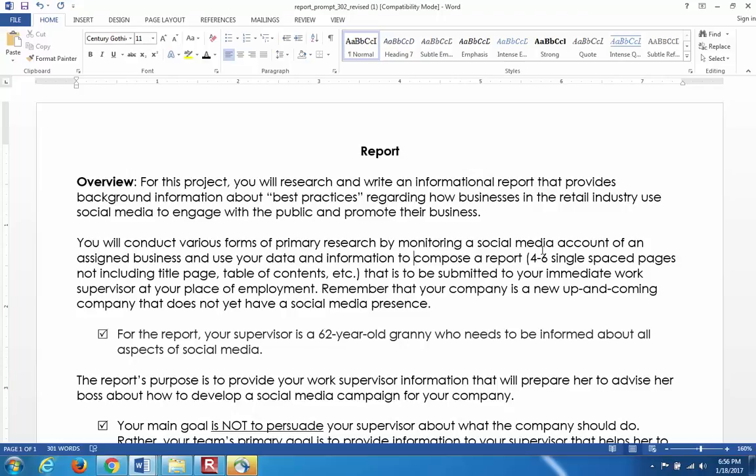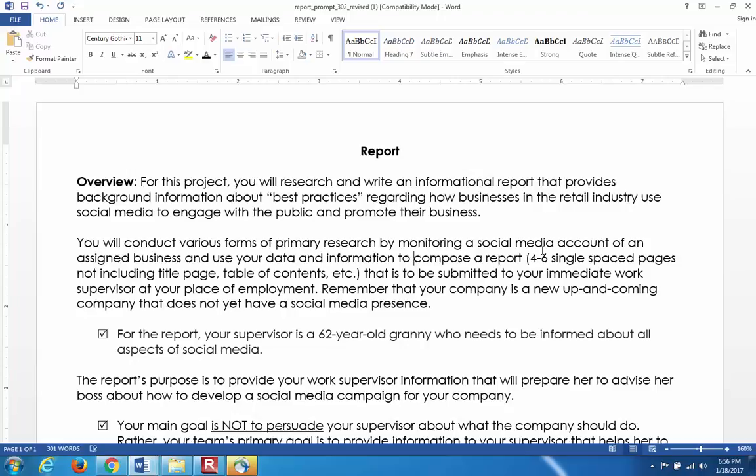Even though you are turning it in as a class assignment, I want you to think in your brain that this is going to your immediate work supervisor at the place of your employment. Okay? So basically you're working for a company, and you are an up-and-coming company that does not yet have a social media presence. So you're working at a made-up company that doesn't exist. Your supervisor is going to be a 62-year-old granny. So you're going to have to explain a lot of aspects of social media.